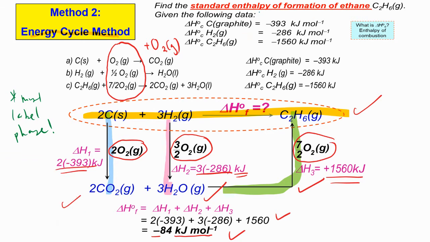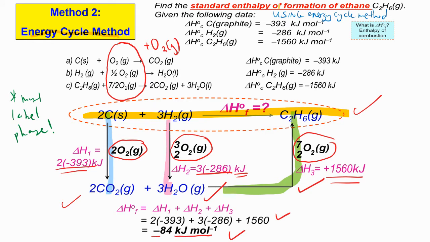However, if the question says find the standard enthalpy of formation of ethane using the energy cycle method, then you can only use the cycle method. You cannot use the algebraic method anymore. So how do we answer this question?